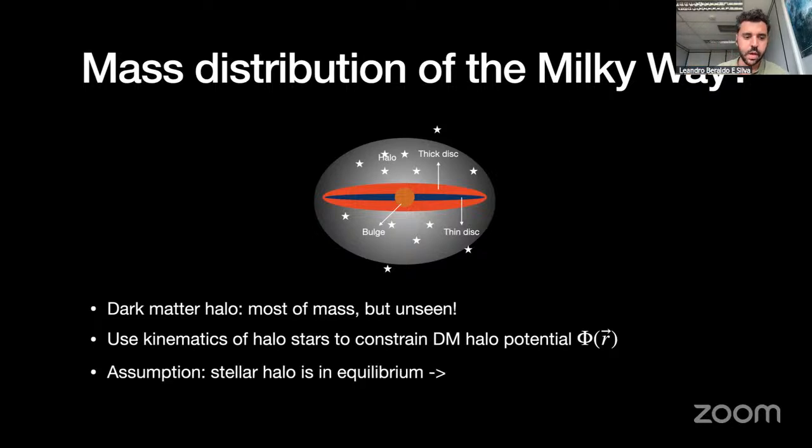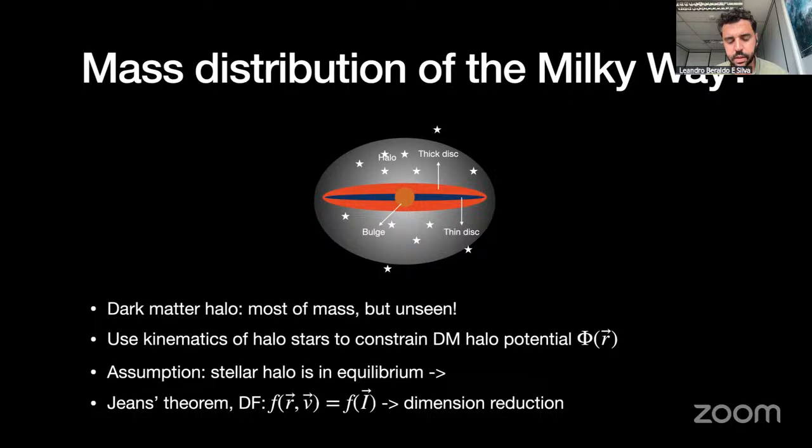So a fundamental assumption here is that the stellar halo is in equilibrium. It makes a system that is in dynamical equilibrium. We know that it's not strictly true, depending on the region where you go. If you go far enough, you have the perturbation from the LMC, for example. But for some restricted range, it's still a reasonable assumption.